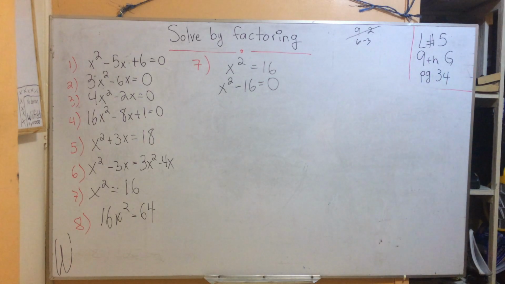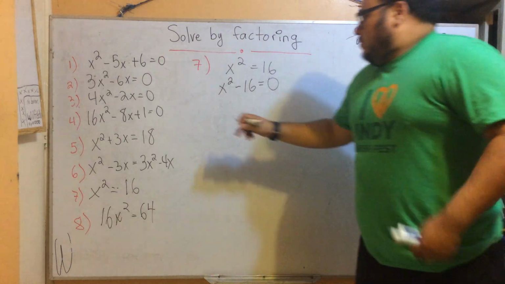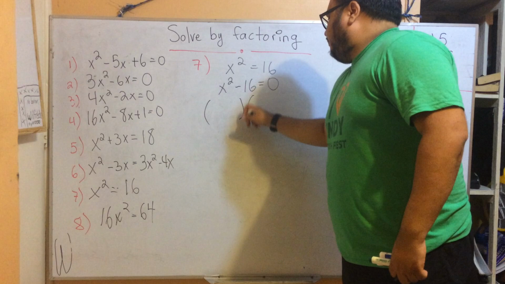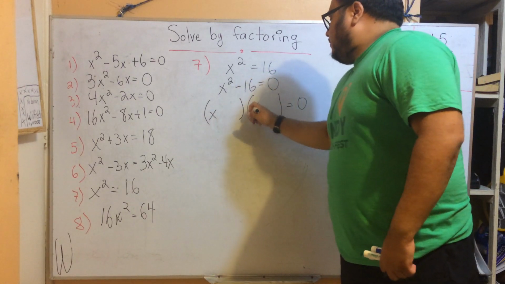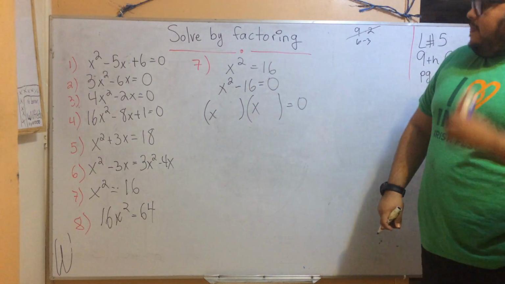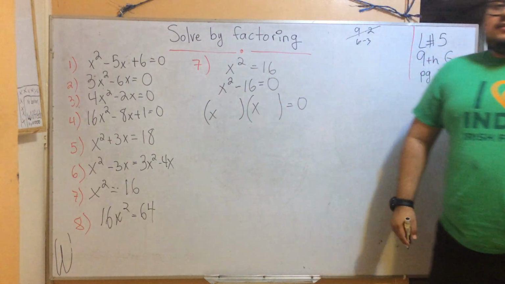Now, since we don't have the middle term, that means that the middle term is 0. Okay? So, we need to factor the numbers that we already have. Okay? So, let's see. We know that x times x. Now, how do we get to minus 16?